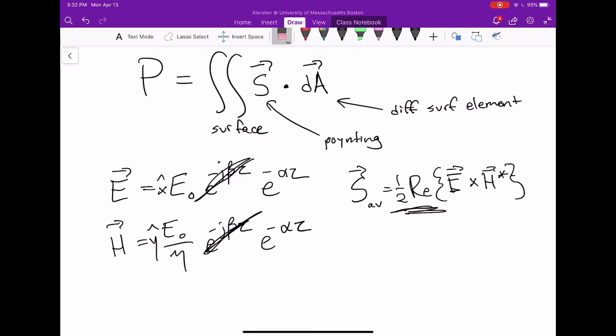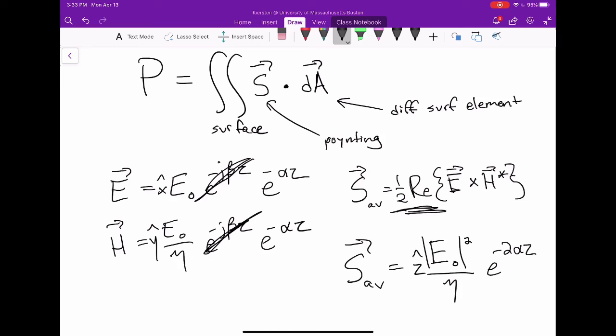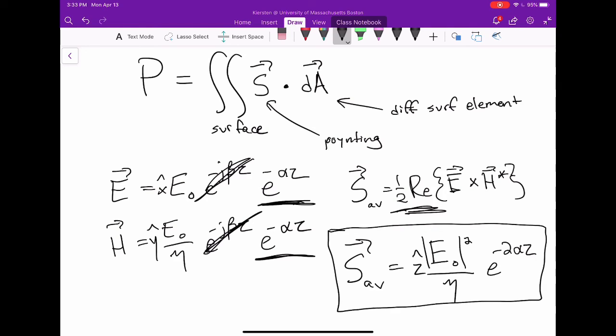So what we get for this Poynting vector is z hat, magnitude of E naught, I'm going to take its magnitude because it might be a complex number, squared, divided by eta, e to the minus 2 alpha z. So notice each of our fields falls off as e to the minus alpha z, but the power density of the wave decays with a factor of 2 on that attenuation constant.